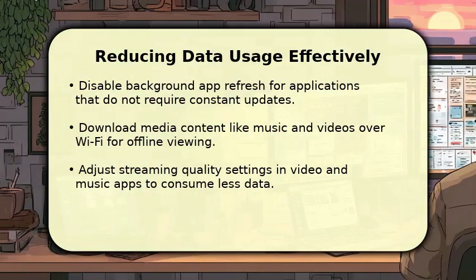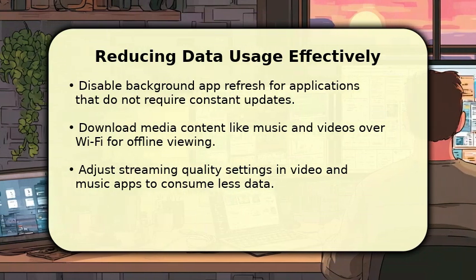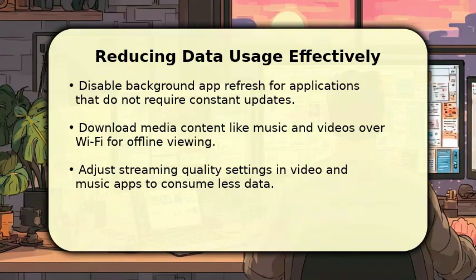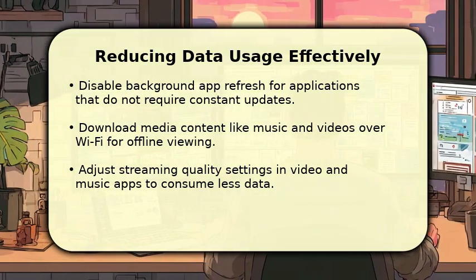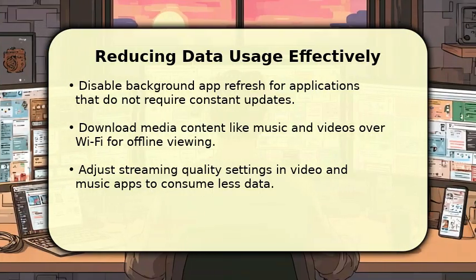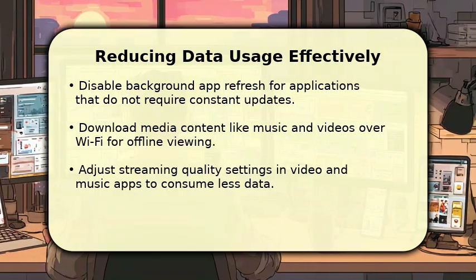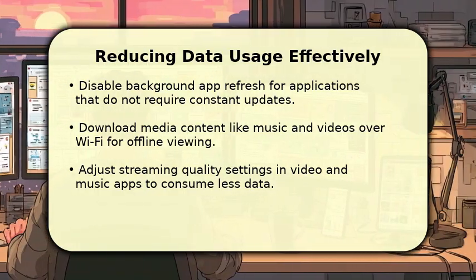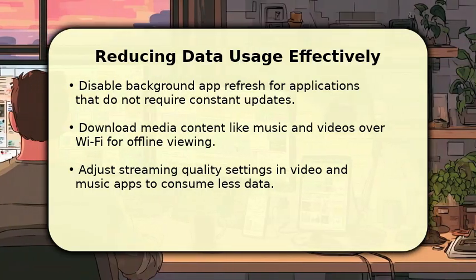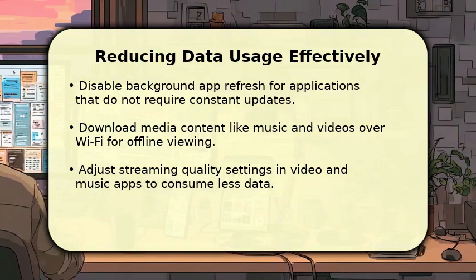To significantly reduce your data usage, first, disable background app refresh for non-essential applications. This stops them from consuming data when you're not actively using them. Second, always download your favorite music, podcasts, and videos over Wi-Fi for offline enjoyment. Third, lower the streaming quality in apps like YouTube or Spotify. Often, a medium quality setting uses 50% less data without a noticeable difference. Finally, prioritize Wi-Fi for all large downloads.